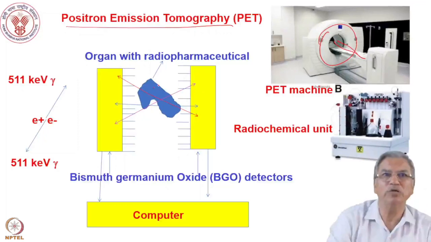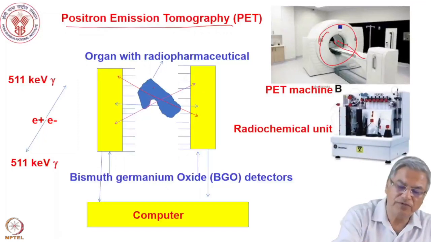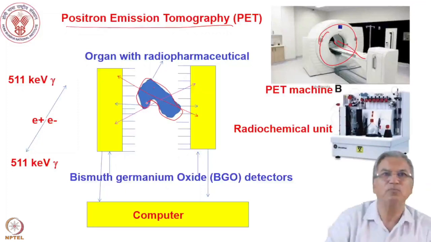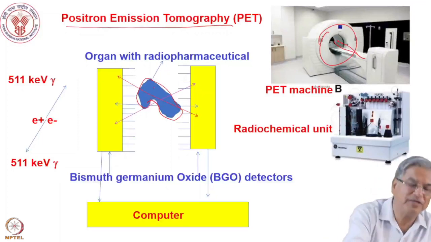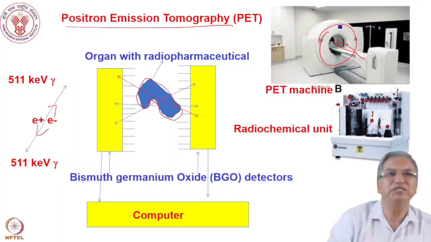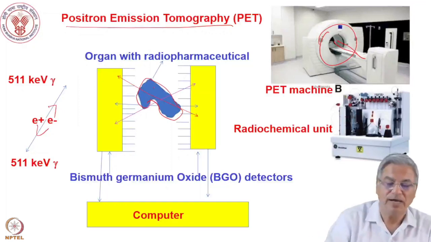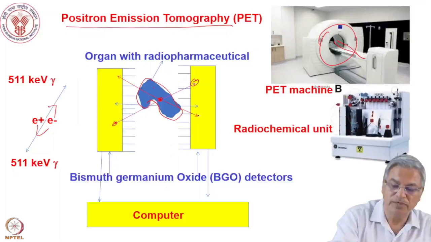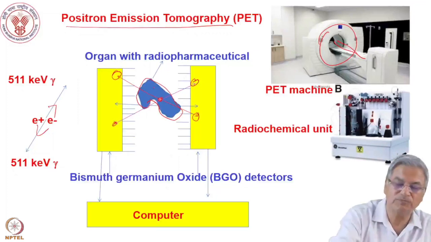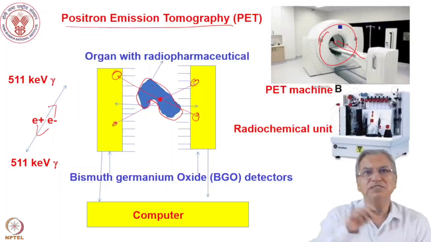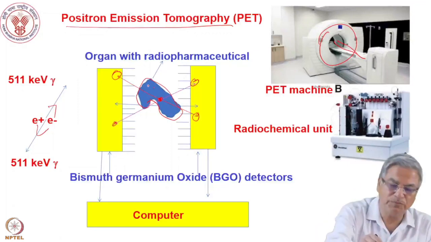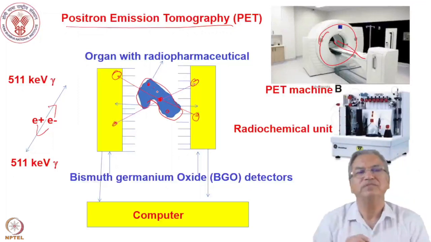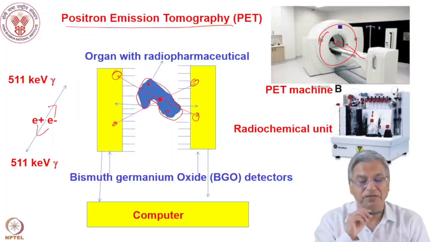It is an odd-shaped organ, and from different parts of this organ the positrons are annihilated, so gamma rays are emitted, and the 511 keV gamma rays are emitted at 180 degrees. So from a particular point, you will see that two detectors will receive an event at 180 degrees. Similarly, these two events are coming from this place. Because of the coincidence phenomenon, you can identify from which place in the organ the 511 keV gamma ray has come.